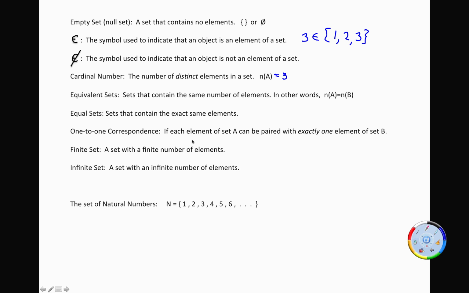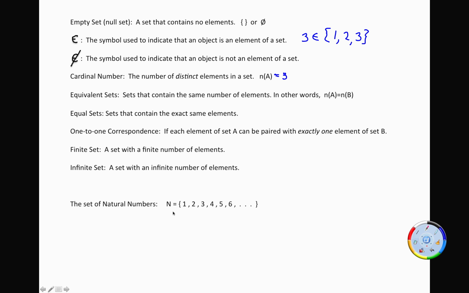One-to-one correspondence means each element of set A can be paired with exactly one element of set B. In other words, if they have the same cardinality, you can place the sets in a one-to-one correspondence. A finite set is a set with a finite number of elements, and an infinite set is a set with an infinite number of elements.